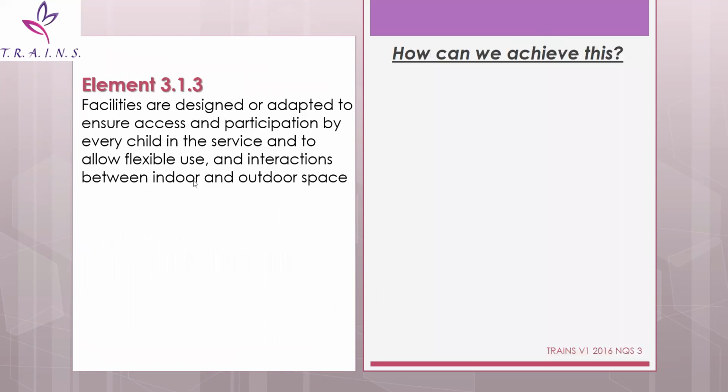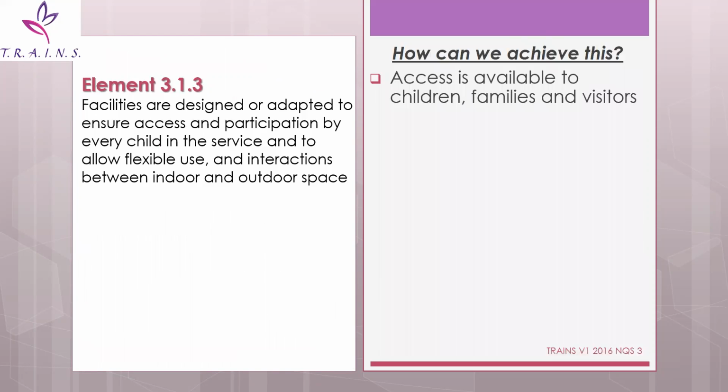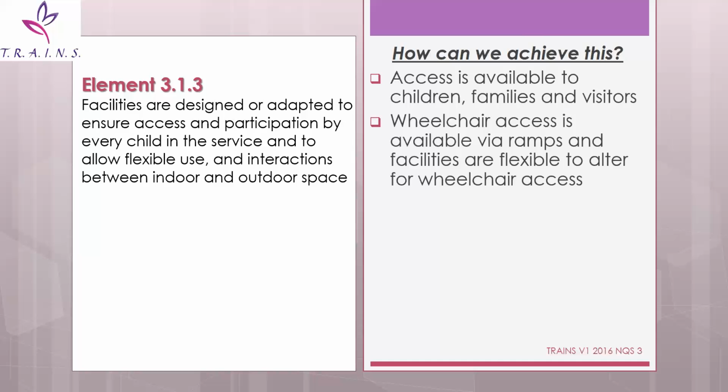Okay, 3.1.3. Facilities are designed or adapted to ensure access and participation by every child in the service and to allow flexible use and interactions between indoor and outdoor space. How can we achieve this? So we need to have access, make sure it's available to children, families and visitors. Yes, so making sure that we do have that inclusive access available at all times.